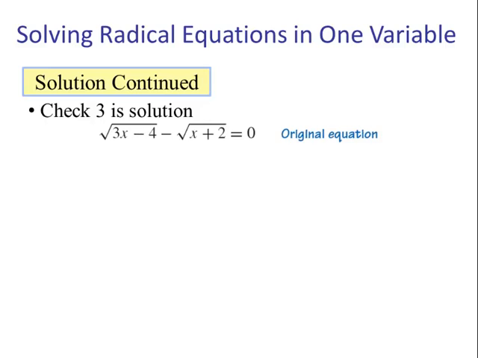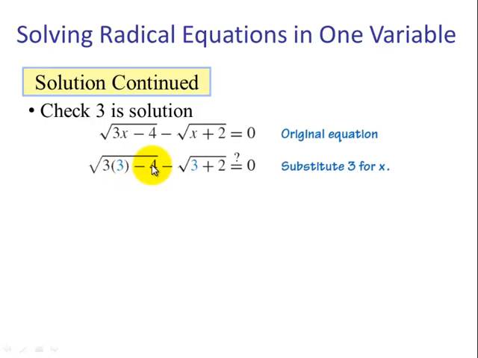To check it, we put 3 back into the original equation. 3 times 3 is 9, minus 4 is square root of 5, minus square root of 3 plus 2, which is square root of 5. Square root of 5 minus square root of 5 is 0. This is a true statement, therefore 3 is a solution.